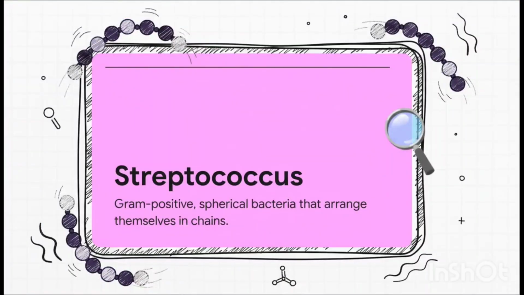So if you were to look at this thing under a microscope, you'd notice a few key tells. Scientists call it gram-positive, which is just part of how they classify bacteria. It's spherical, so it looks like a little ball, and it has this signature look of arranging itself in chains, almost like a tiny string of pearls.